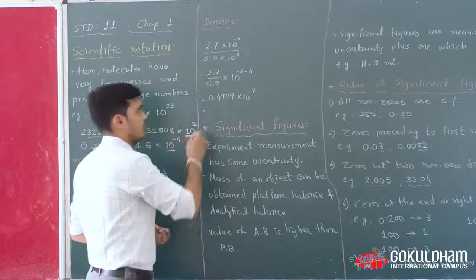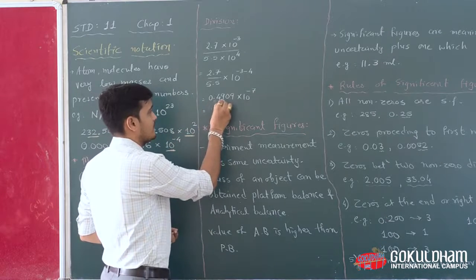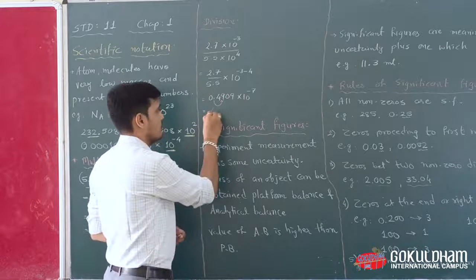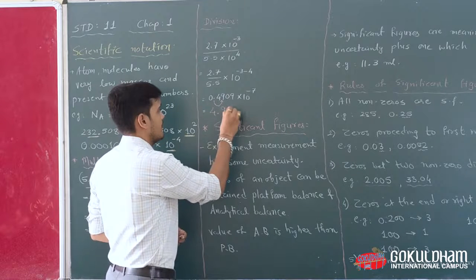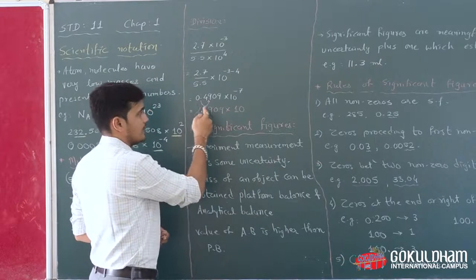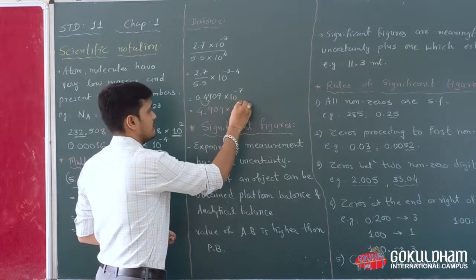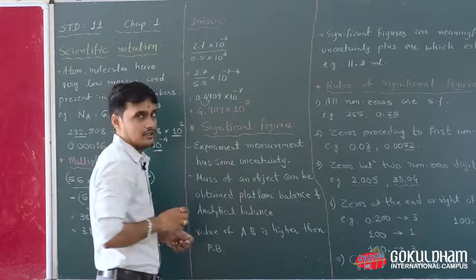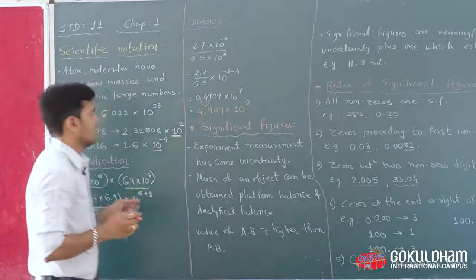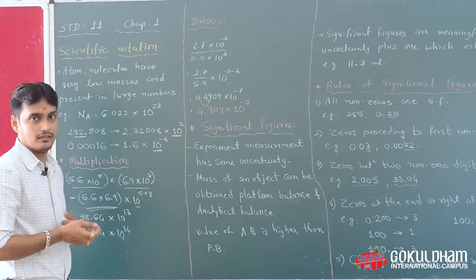As per scientific notation, this decimal will move to the right-hand side, so the value is 4.909 into 10 raised to. We are moving to the right-hand side, that means this minus 7 is converted into minus 8. These are the two examples of multiplication and division.